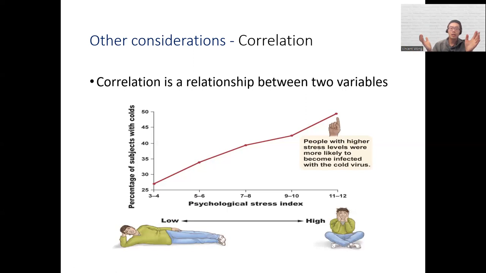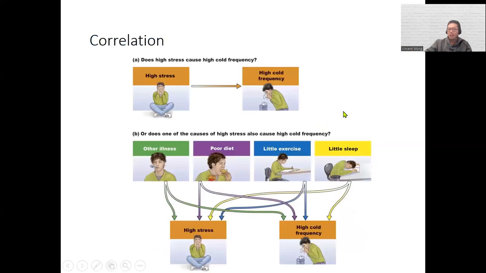Then one might conclude that stress causes colds, right? However, this is a correlation. We cannot necessarily say that one causes the other, because behind the stress, there are many other factors. Maybe you're stressed out because you have other illnesses, okay? Maybe you are not eating properly. Maybe you don't exercise a lot. Maybe you don't have enough sleep. All these things would cause you to become high stress, right? And one of these things might be directly related to getting a cold. So just because you see a correlation, do not immediately assume one is causing the other, okay?